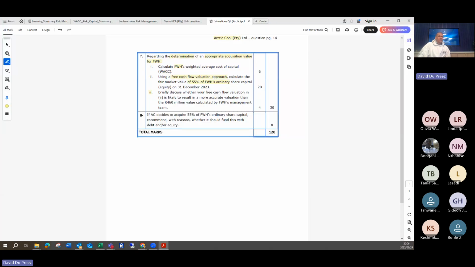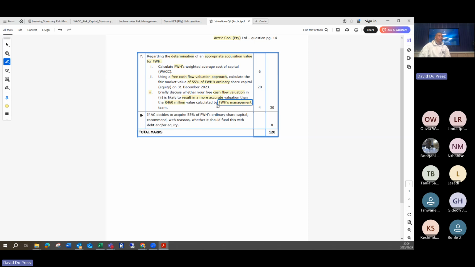Yeah, the answer to this question would have been based really on the theory of this. Basically, you are weighing up a free cash flow valuation, and why it's going to give you a more accurate valuation than the 460 million that FWH's management team did.